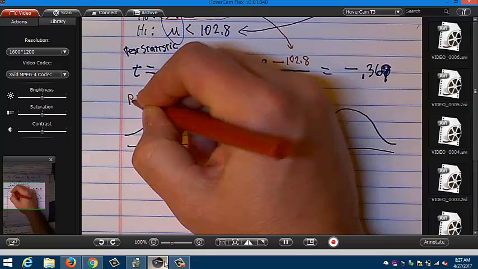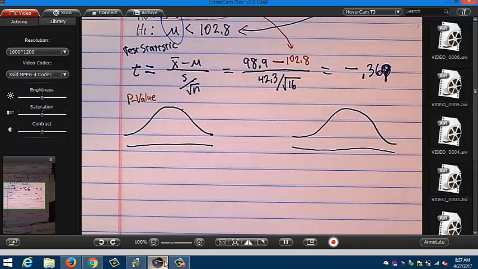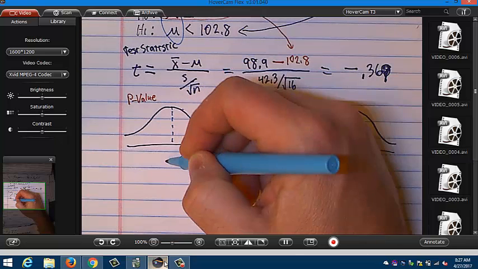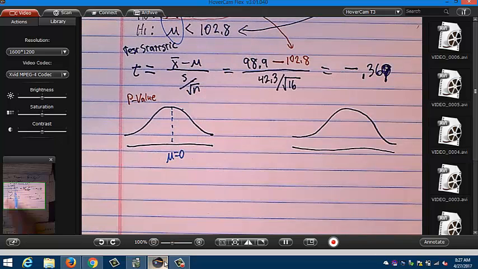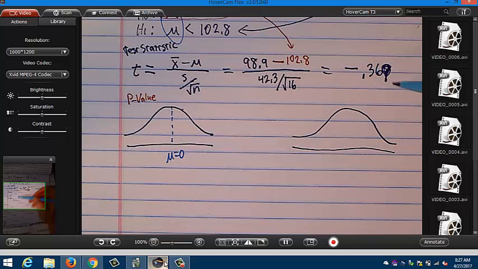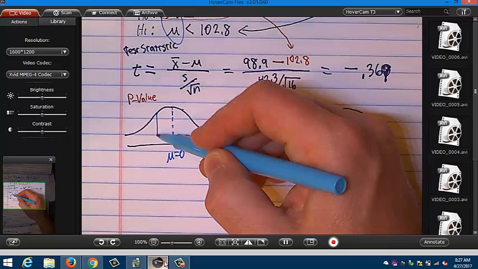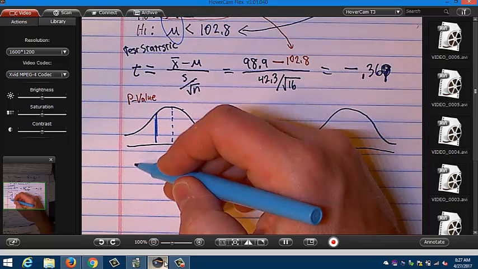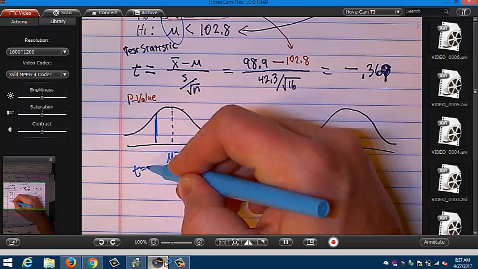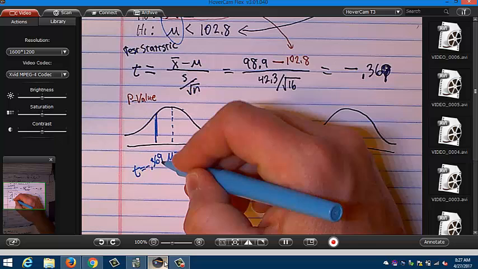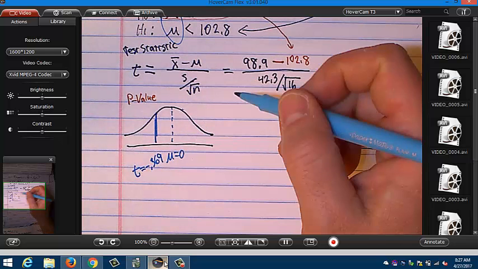P-value approach. In the p-value approach, what you do, you guys, the mean is still 0. Oh, but the standard deviation isn't 1 anymore, right? This is the t distribution, not the standard normal distribution. But still, negative 0.369 is somewhere over here, right? So this is t equals negative 0.369. Do you guys have the picture I have?